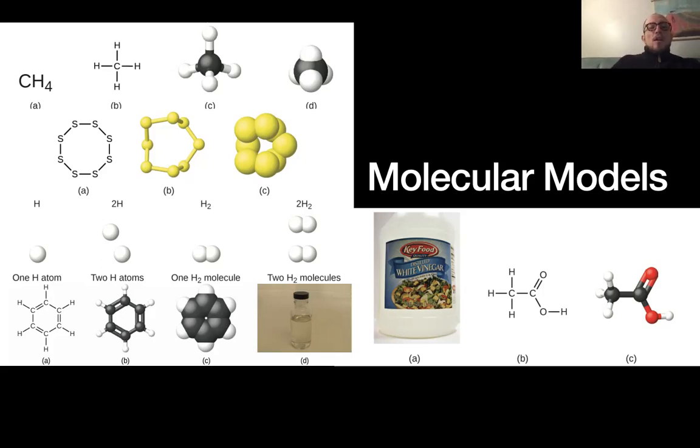But then we also have shown on the bottom another substance. This substance is one you may have built in the lab. This is benzene. And benzene is another interesting yet somehow complicated molecule. And you can see what benzene actually looks like in a bottle on the right.